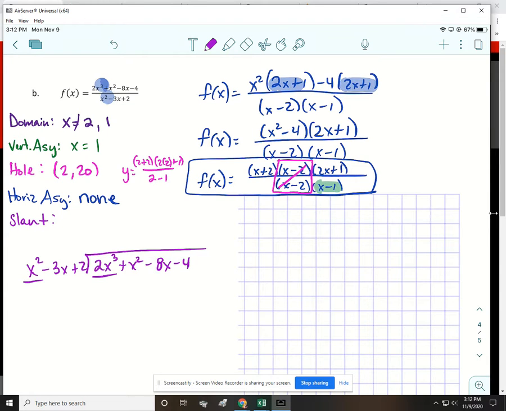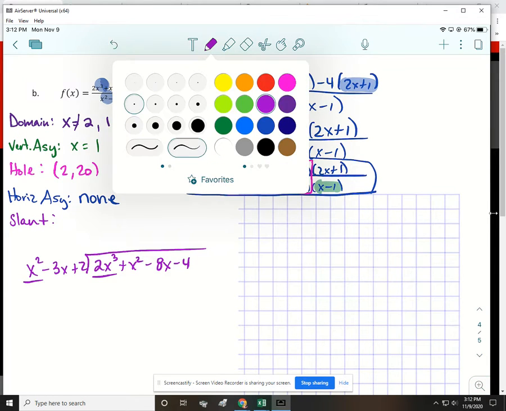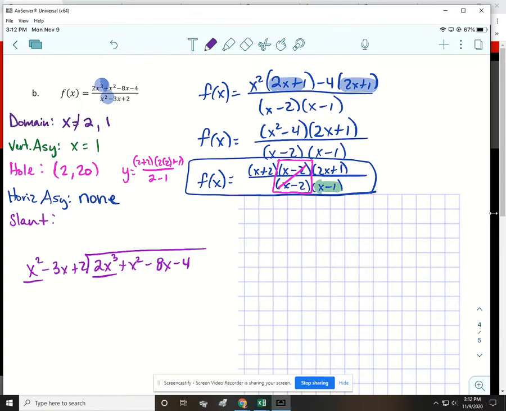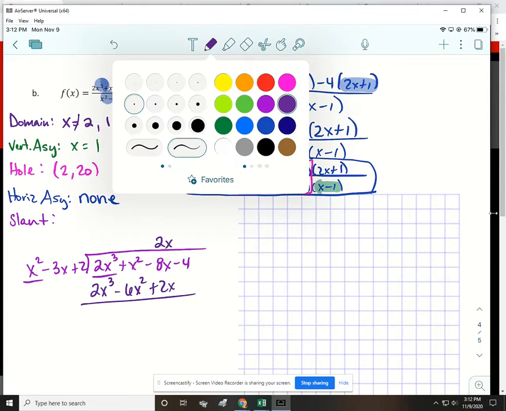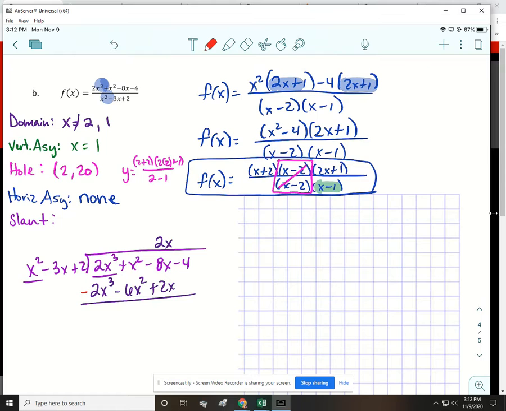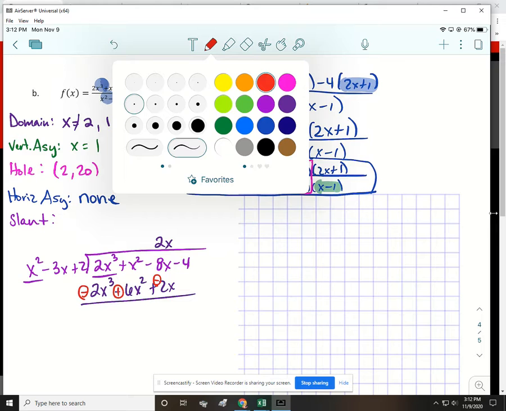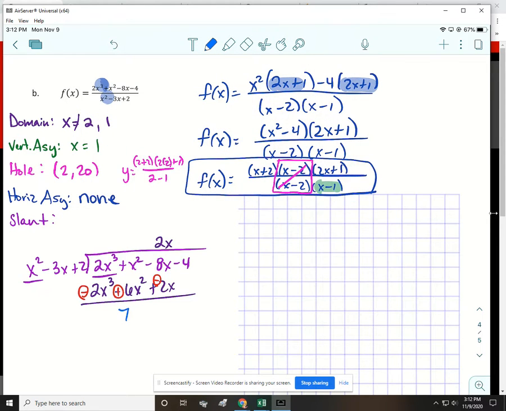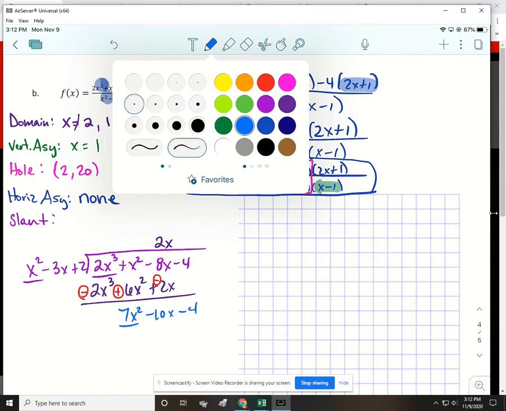So you ask yourself, what do you multiply x squared by to get x cubed? And that's going to be 2x. And then you multiply. Then we have to distribute it to 3 places. And then you subtract by changing all 3 of those signs. And then you bring down, and then you start all over with your division.